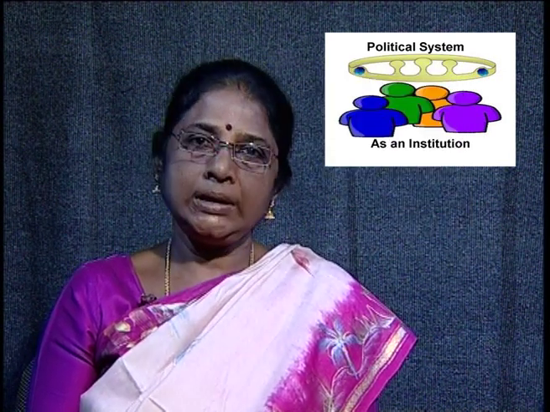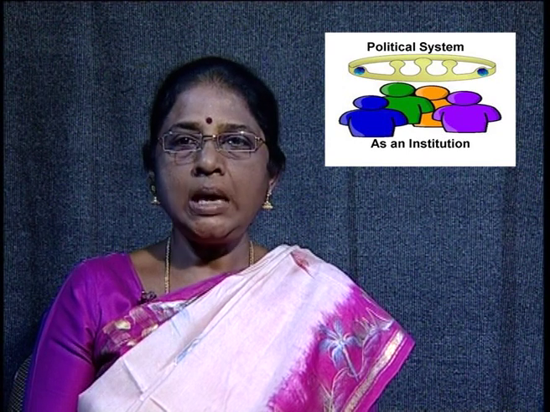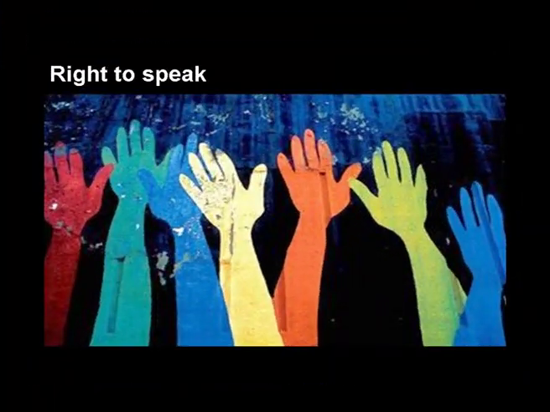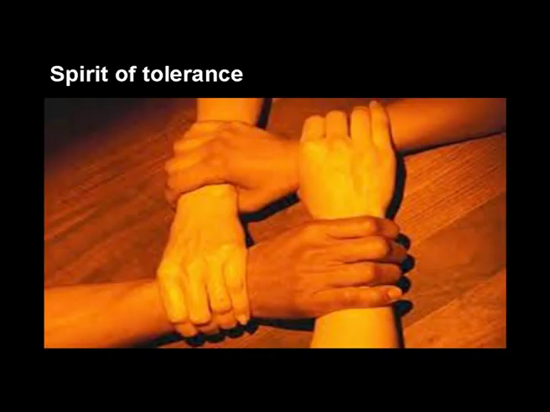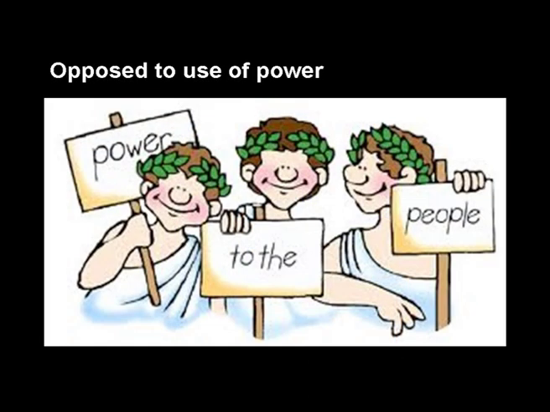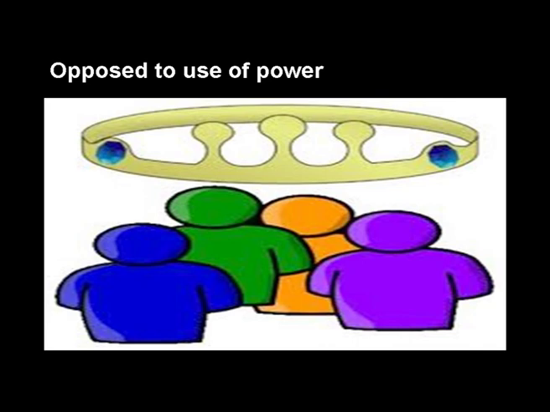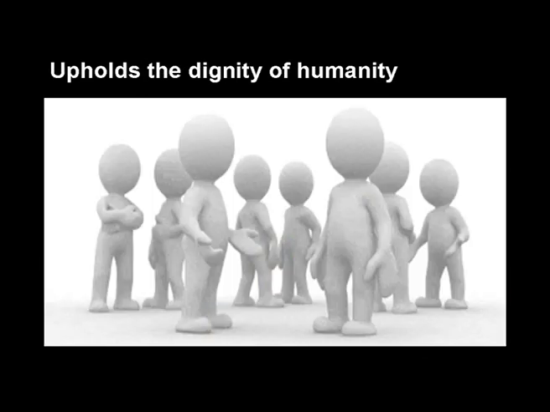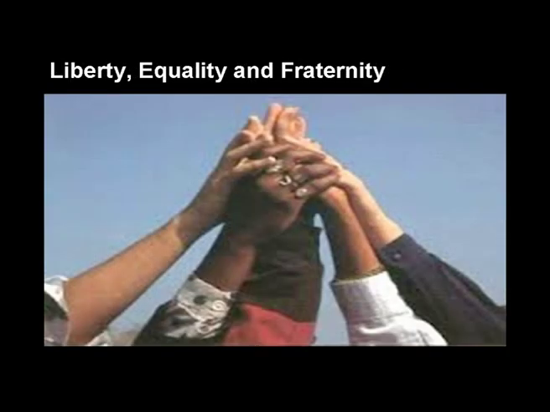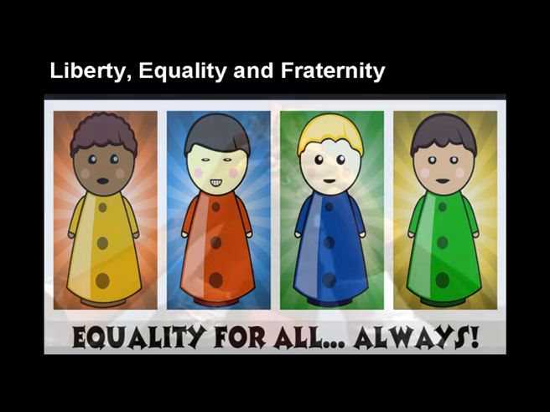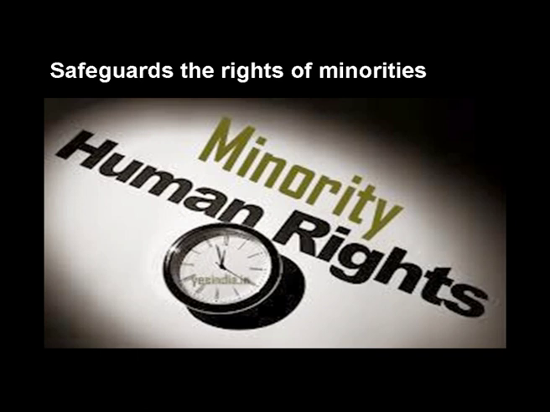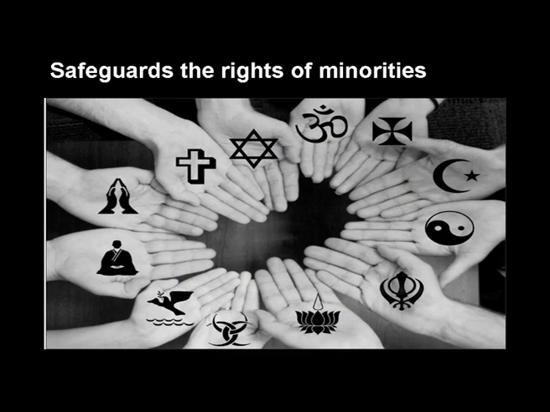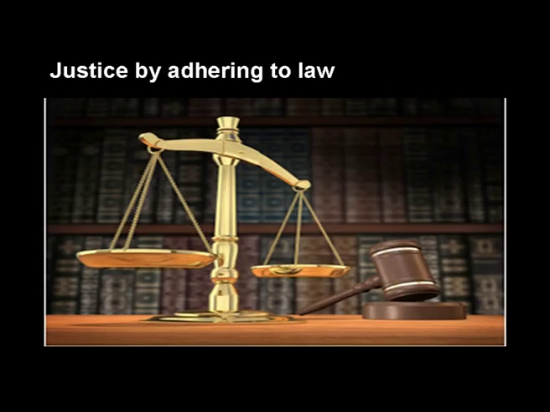Basic principles of democracy. 1. Democracy guarantees all individuals the right to speak and criticize others. 2. It stands on the spirit of tolerance. 3. It is opposed to the use of power. 4. It upholds the dignity of humanity. 5. It is built on the foundation of liberty, equality and fraternity. 6. Democracy safeguards the rights of minorities. And 7. It assures everyone full justice by adhering to law.